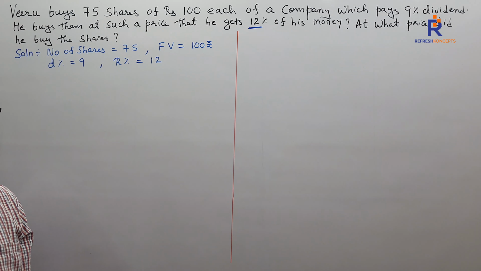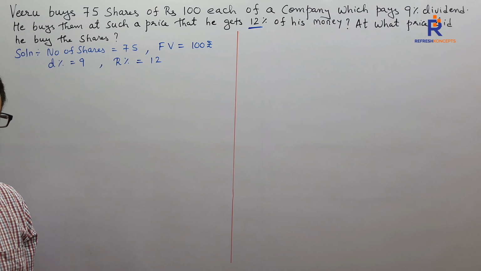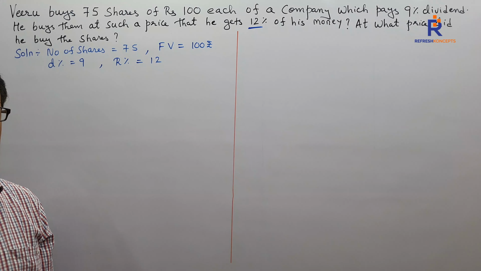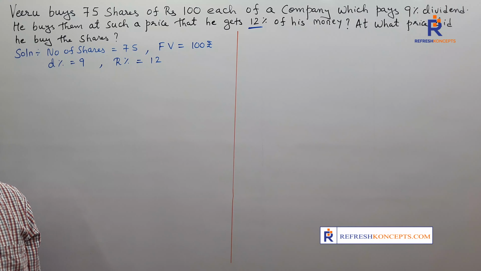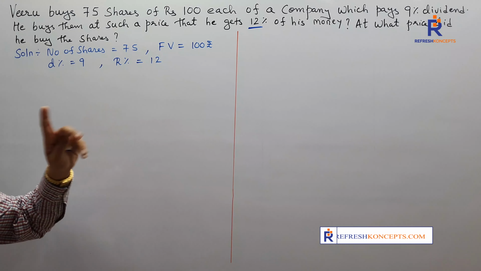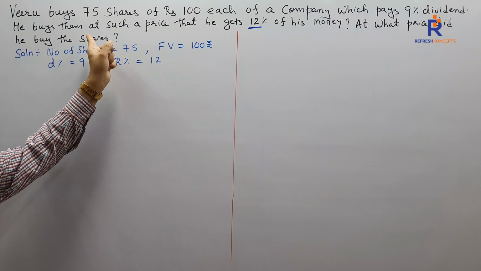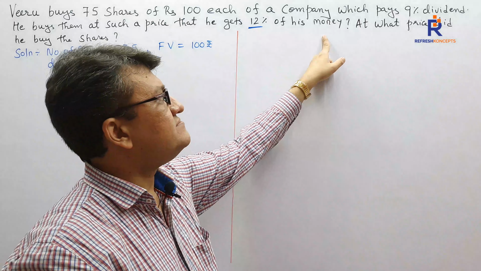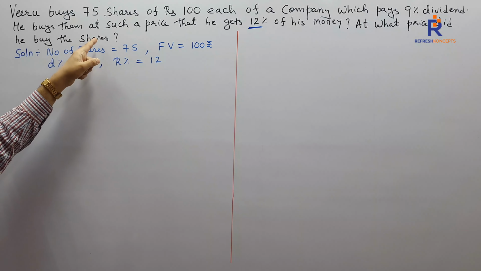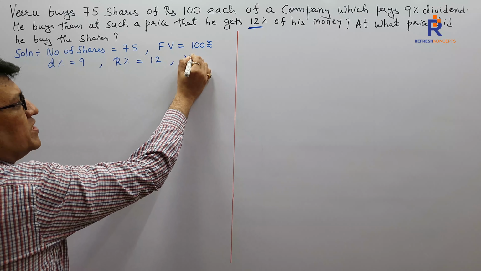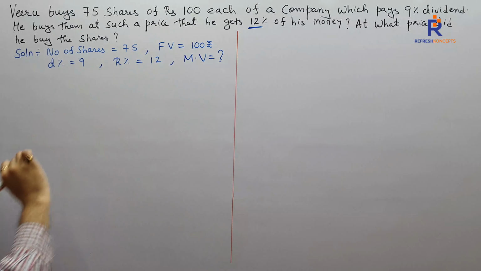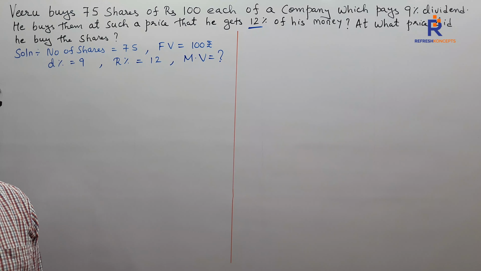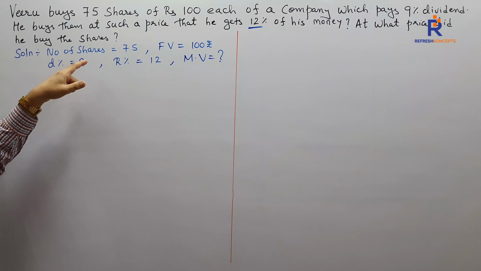If you have watched my videos, mainly the second video, at this moment you should be in a position to guess what could be the answer. I'll tell you the hint. He buys them at such a price that he gets 12% of his money. At what price did he buy the shares? The question is demanding us, what is the market value? At what price did he purchase the share?